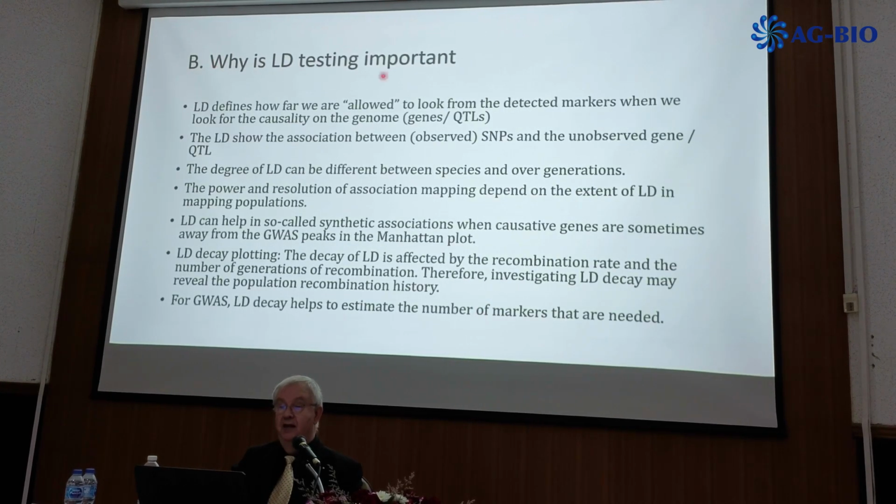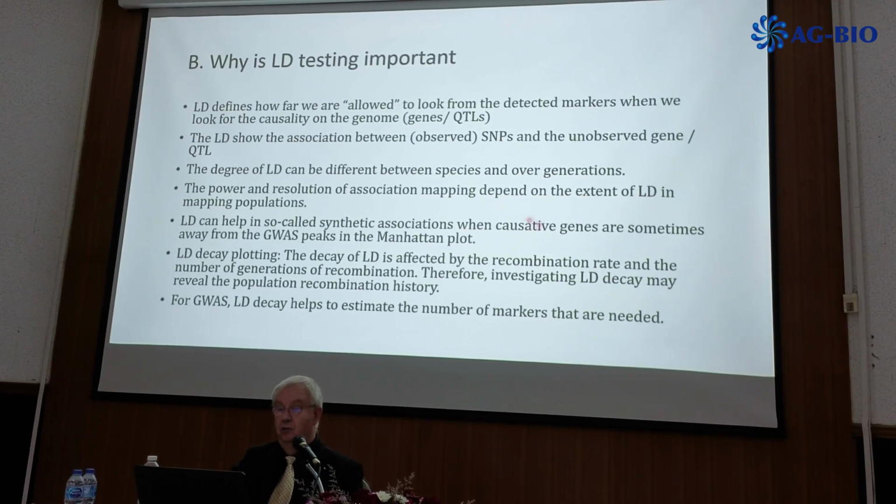And I mentioned why LD testing is so important. LD defines how far you are allowed to look from the detected markers when looking for the cause, for the causality on the genome. So which of the QTLs are really located very close to the markers that we have in our panels. The LD shows the association between SNPs and an unobserved gene or QTL. The degree of LD can be different between species and between generations, and that can be a difficult situation in your analysis.